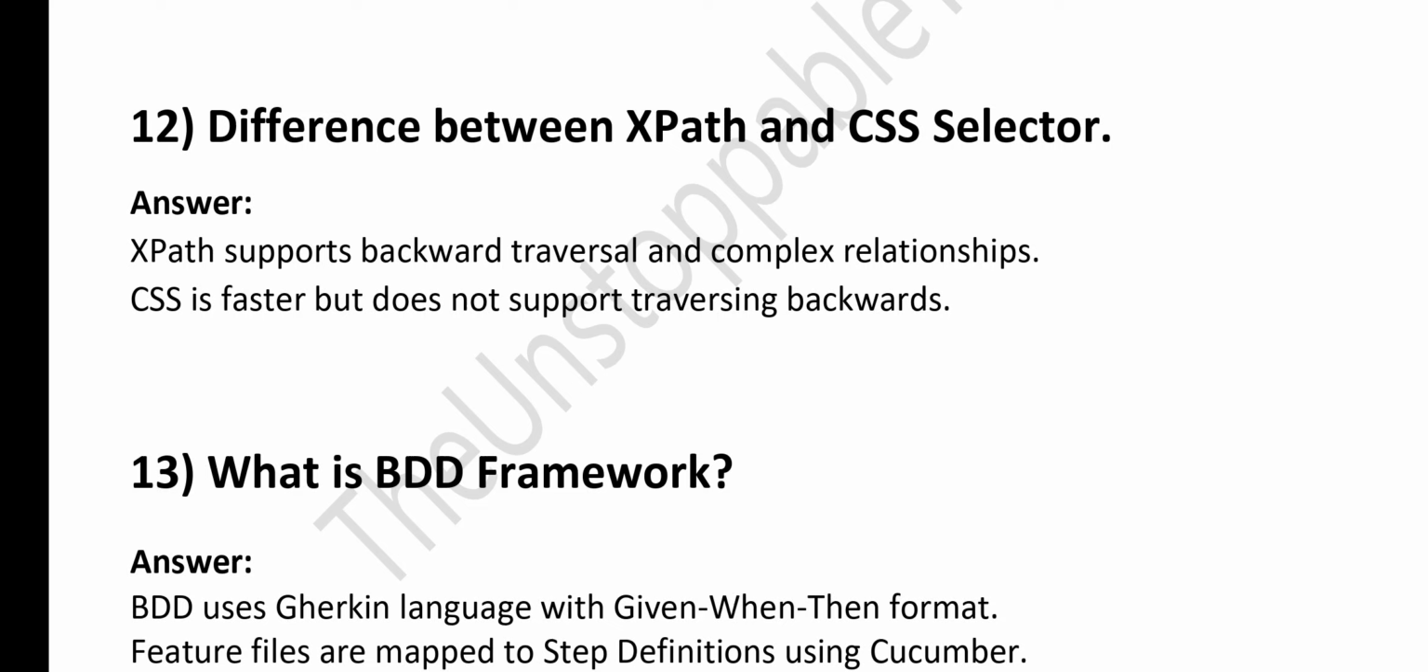What's the difference between XPath and CSS locator? XPath supports backward traversal and complex relationships. CSS is faster but does not support traversing backwards.